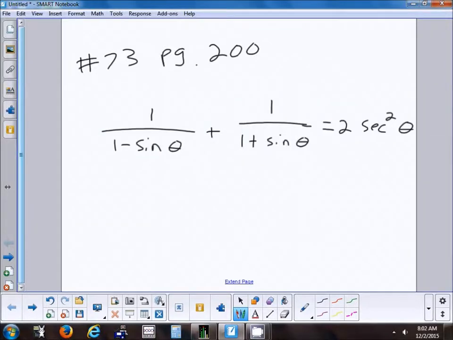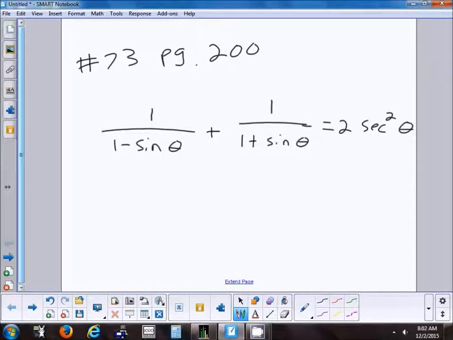All right, so to review for the test, what I did is I went through the book and picked out some problems in the section on trig identities that are very similar, not identical, but very similar to what's on the test. All right, so one of the first identities I want to look at is number 73 on page 200. Okay, so this identity says that 1 over 1 minus sine plus 1 over 1 plus sine is equal to 2 secant squared theta.